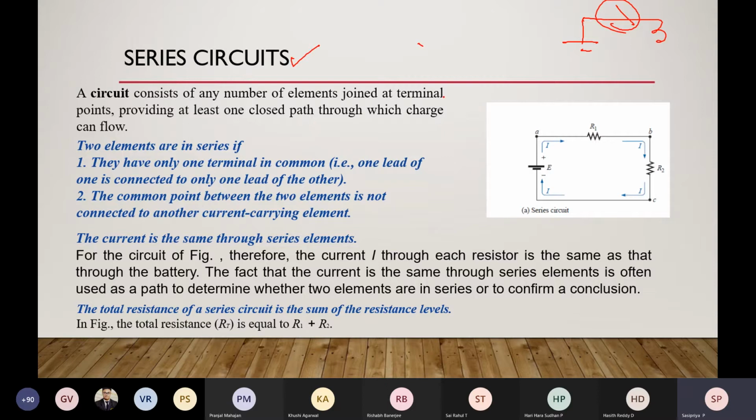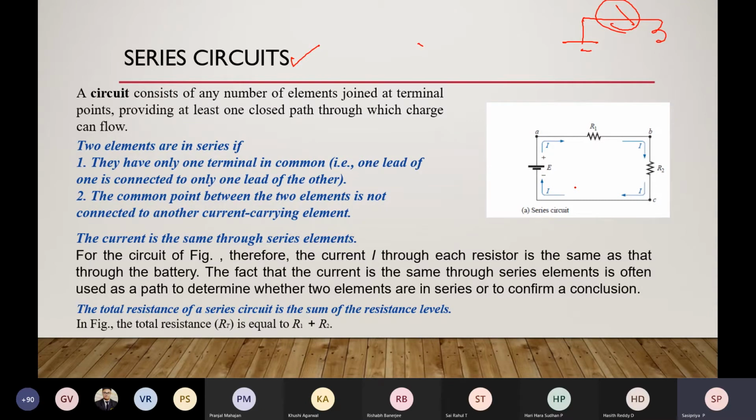So what is a series circuit? We have a circuit consisting of more than one element, with so many elements connected in series. What is an example of a series circuit? During Christmas or any function, people connect so many LEDs, supplied by the battery through a switch. You have so many LEDs connected. That is a good example of a series circuit.